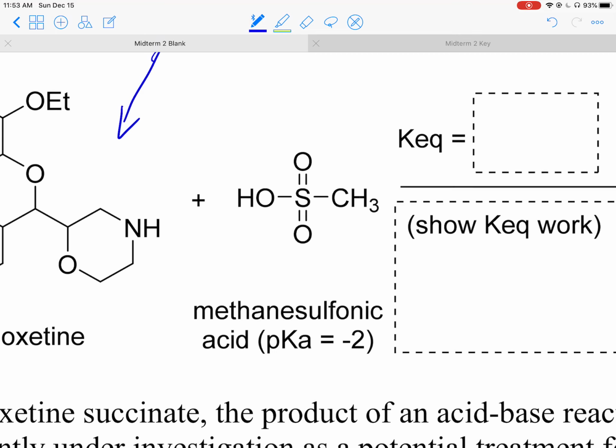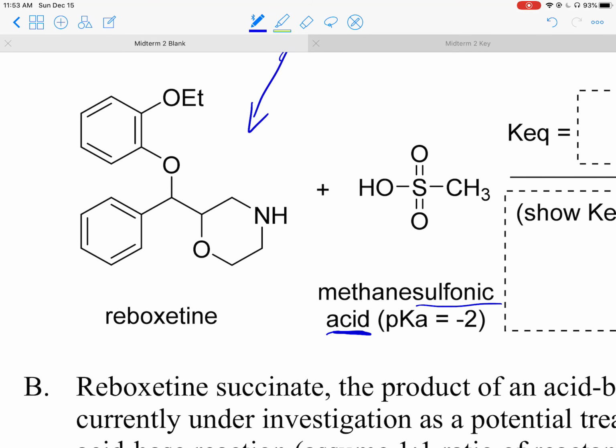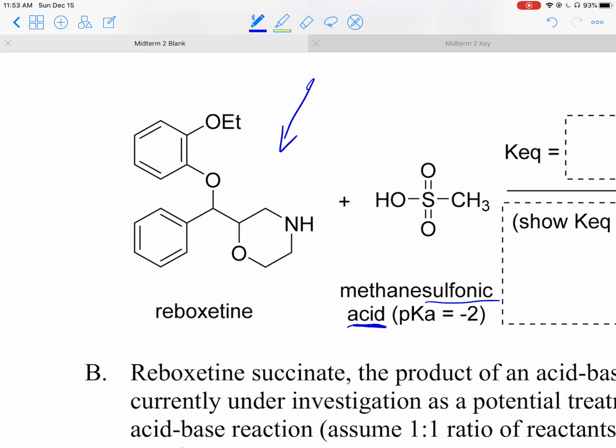And so right away we hear sulfonic acid. So we know that that's going to be the acid in this acid base. And what will be the base in reboxetine? It's going to be this nitrogen group right here. So that's a pretty well-known base, is an amine.